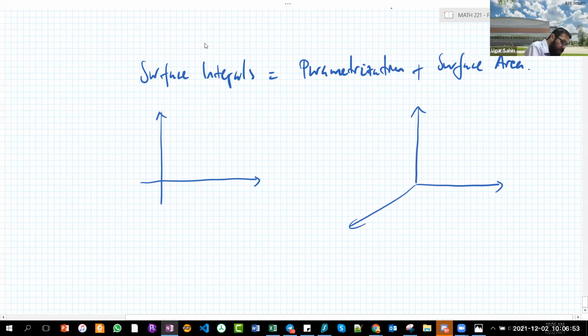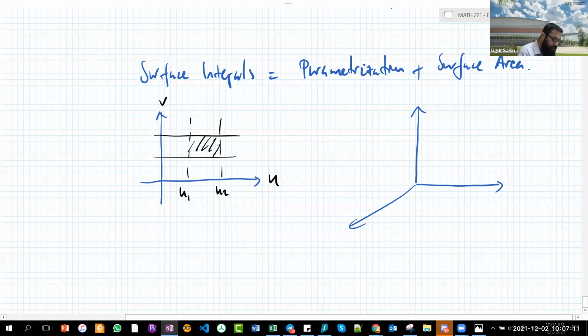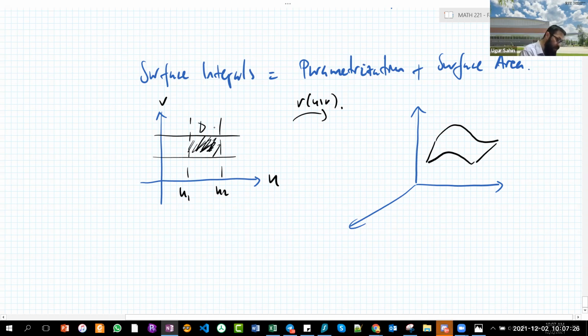We discussed a little bit when we compared the line integrals and the surface integrals on Tuesday. Basically, when you are given the UV plane, the parameterization will map this UV plane to this surface. Let's say this is one of the surfaces I have, and then R will map this rectangular domain D to this surface.